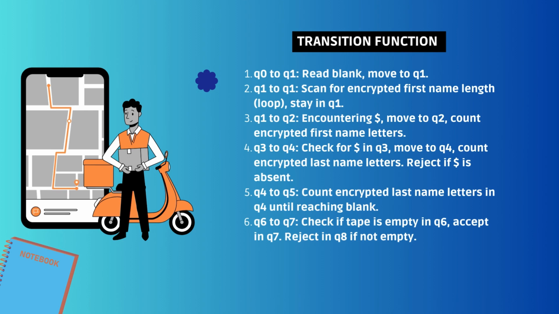Now, let's formulate the transition function in a more streamlined manner. The Turing machine starts in Q0, reading a blank and smoothly transitioning to Q1. Entering a loop in Q1, it scans for the encrypted name. Upon encountering it in Q2, it counts the first name letters. Moving to Q4 from Q3, it checks for and counts the last name letters, rejecting if the at sign is absent. In Q6, it checks if the tape is empty, accepting in Q7 and rejecting in Q8 accordingly. This succinct dance of transitions encapsulates our Turing machine's elegant processing of encrypted names.